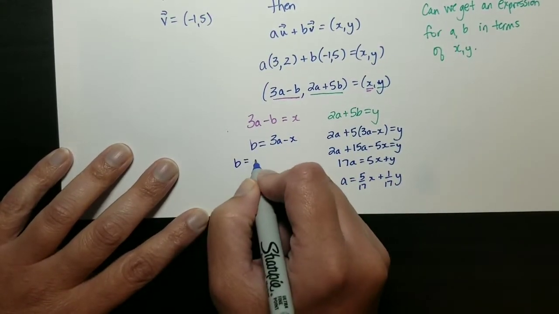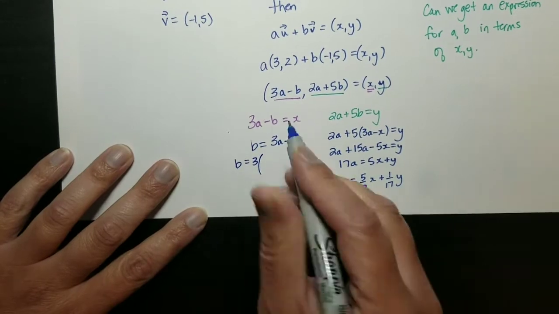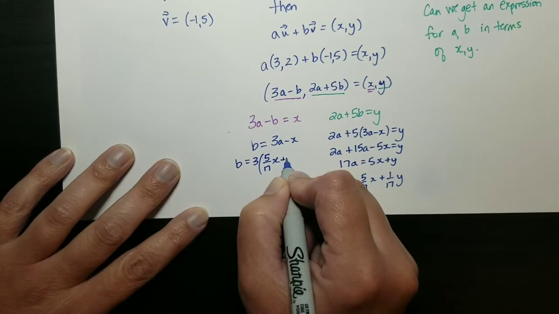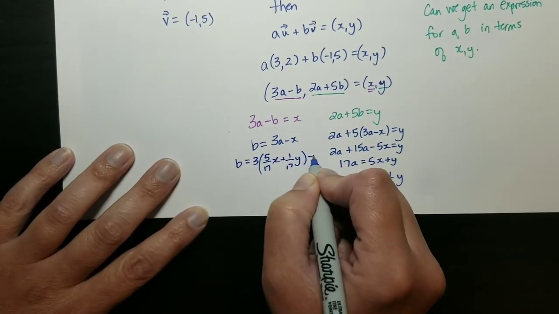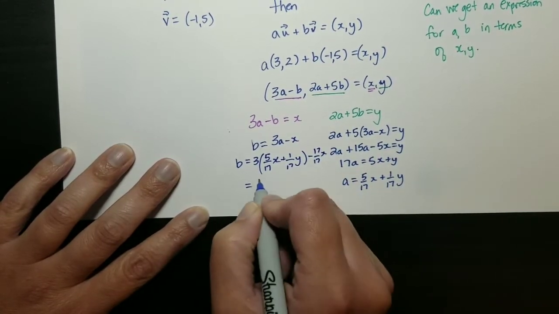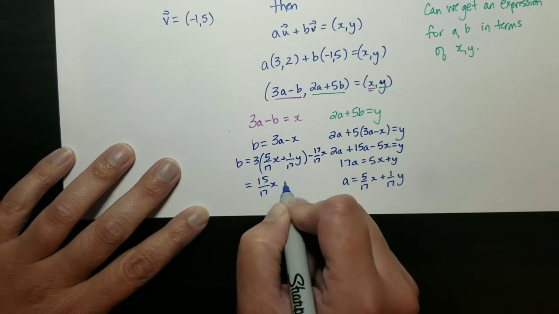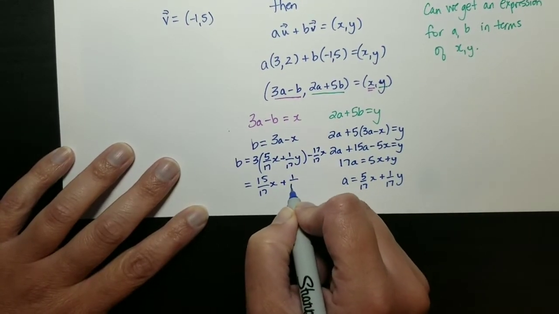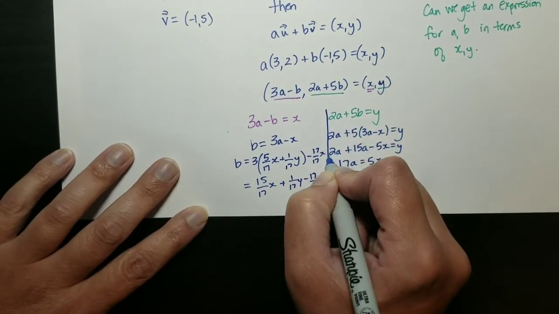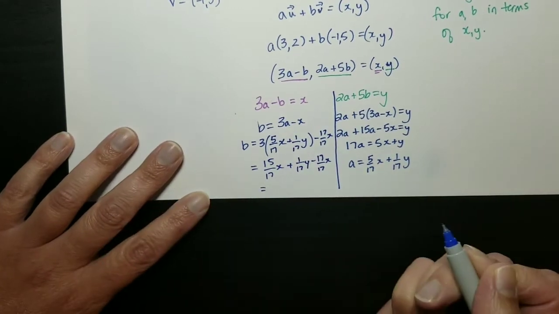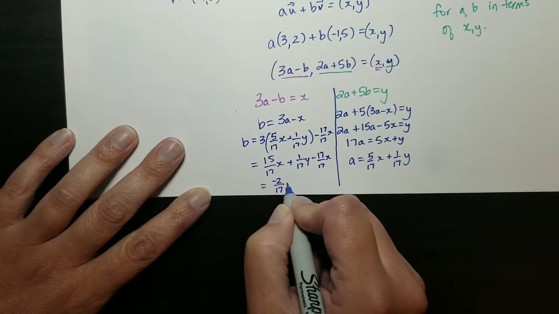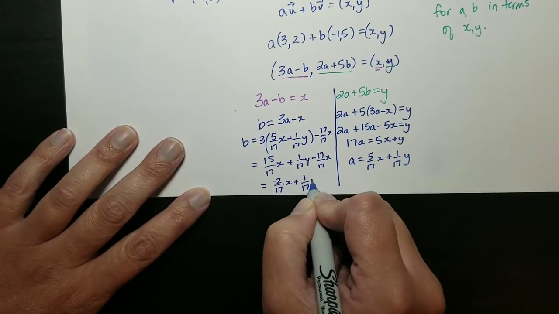So 3 times this kind of messy thing, 5 over 17 x plus 1 over 17 y, minus, I see a need for a common denominator in a second here. So I'm going to have 15 over 17 x plus 1 over 17 y minus 17 over 17 x. Getting a little squished in. Just going to draw a line there. So I think that I end up here with negative 2 over 17 x plus 1 over 17 y.